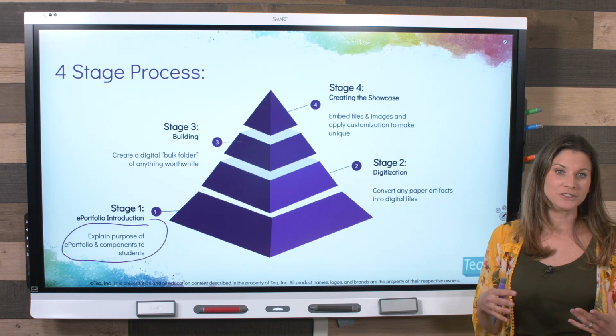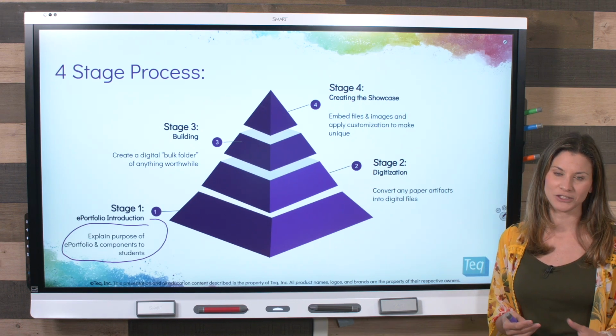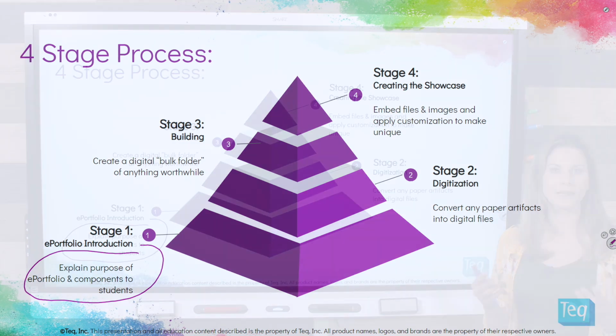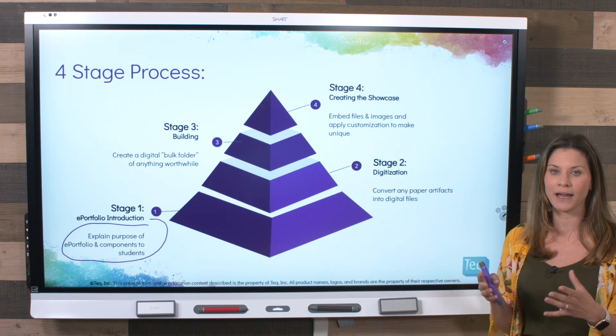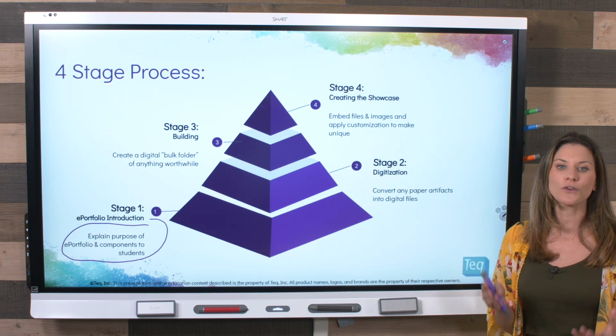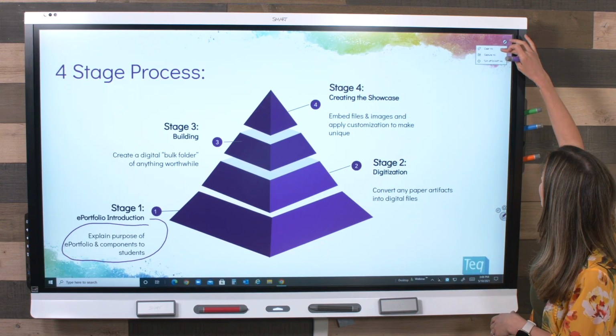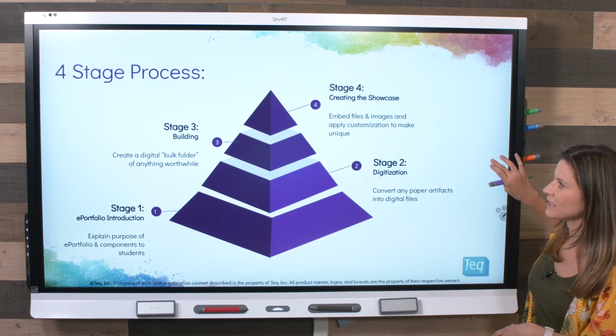So the final part is going to be creating the showcase. So actually assembling that ePortfolio. That's going to include embedding some of the files, maybe adding some images, or since we're talking about making interactive portfolios, this might be adding a video component. All of these different things are going to allow you to make a really customized, unique portfolio for each student that you are creating them for. So now we're going to take a closer look at each one of these stages.